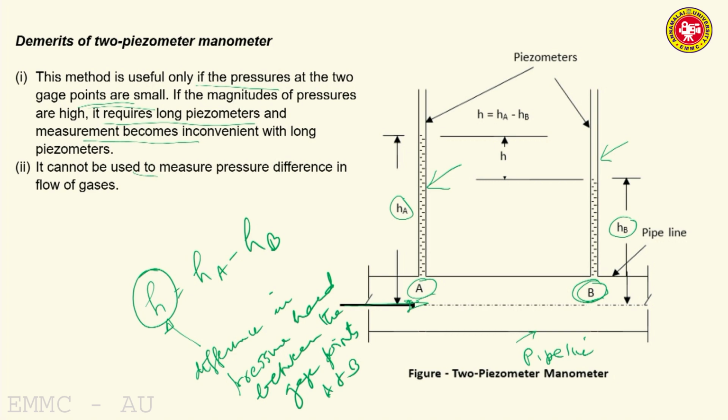Then, as I said, it can be used only for measuring pressure differences in flow of liquids, not in flow of gases. So you cannot use a two piezometer manometer for measuring pressure difference in flow of gases through a pipe.